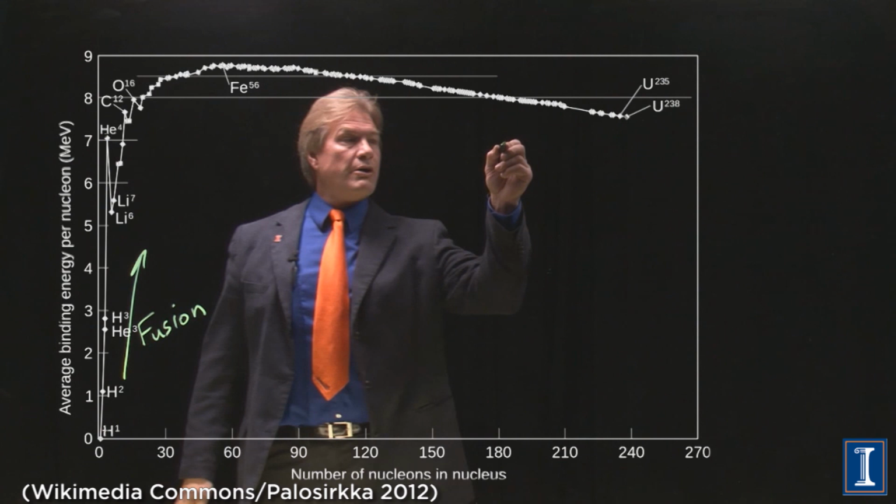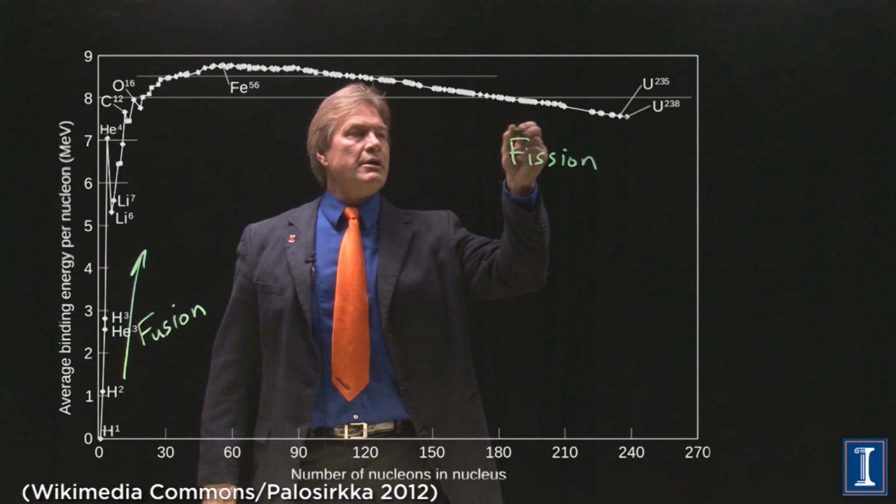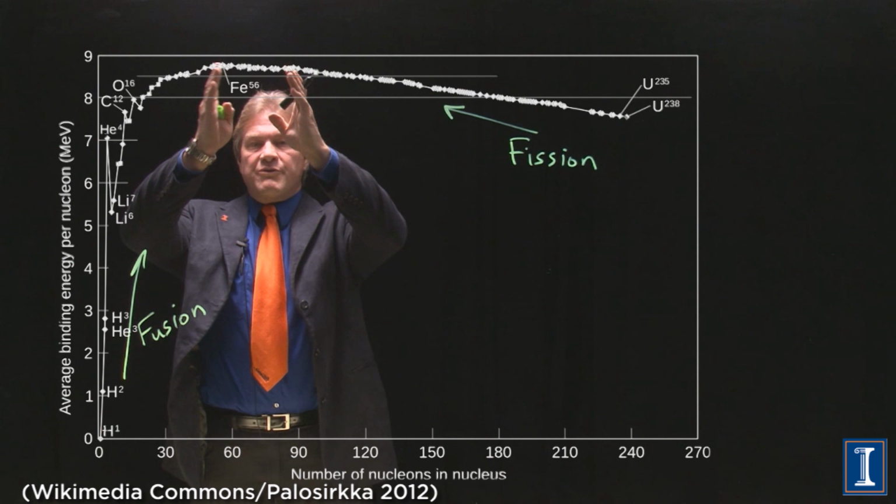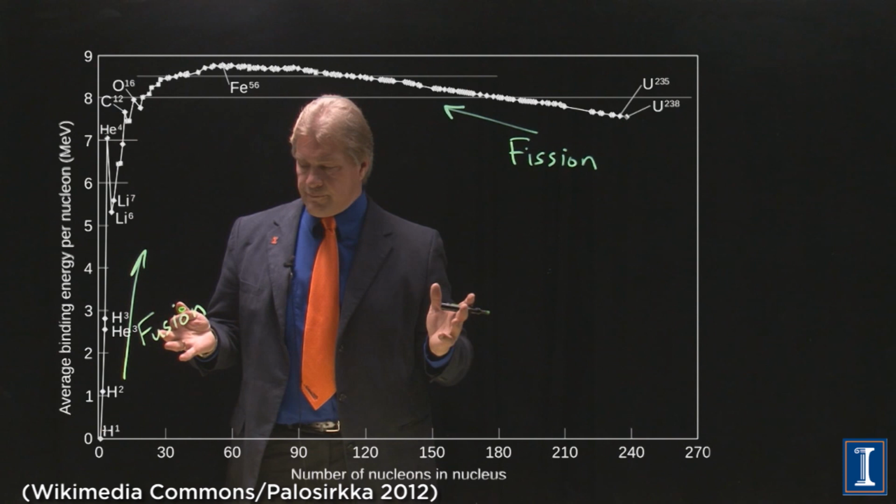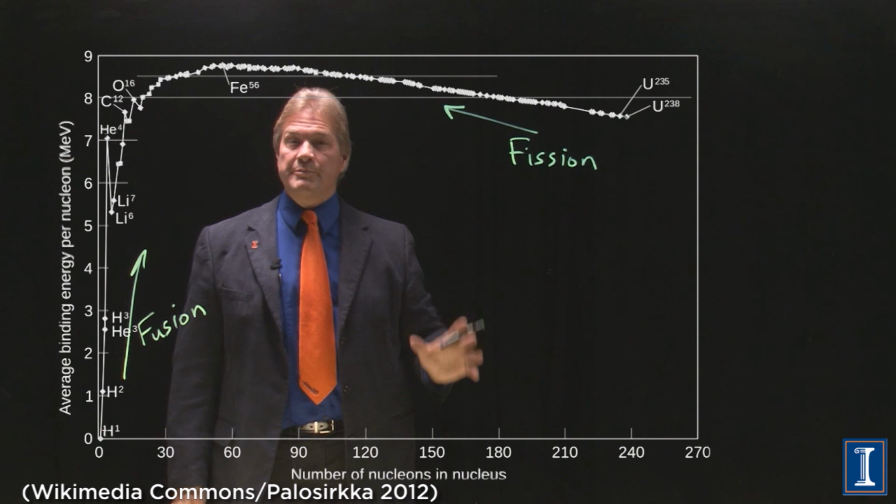And you can also have fission. This is breaking up uranium and having it go into more stable states as well. In the end, everything ends up as iron and nickel. So, if this is the case, how did we ever get these heavier elements in the first place?